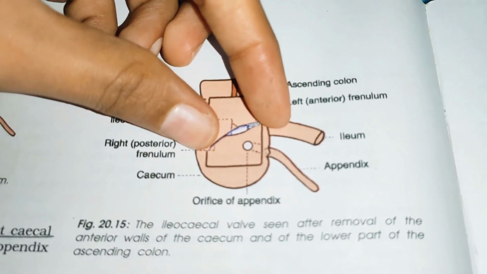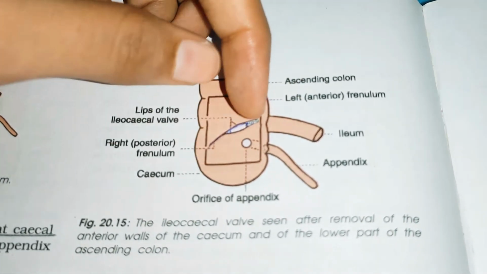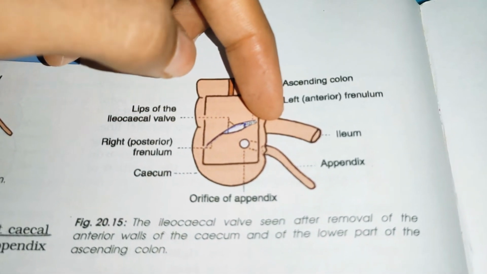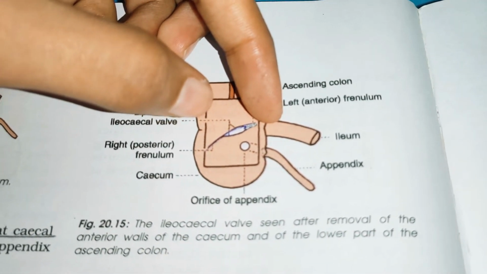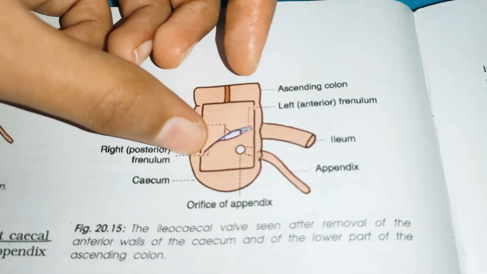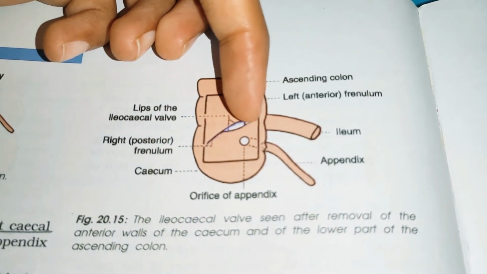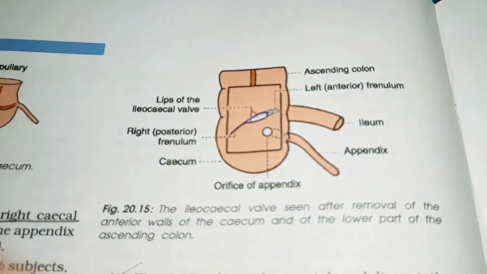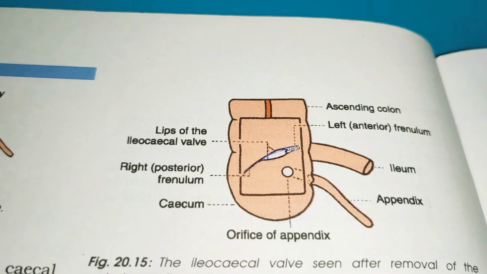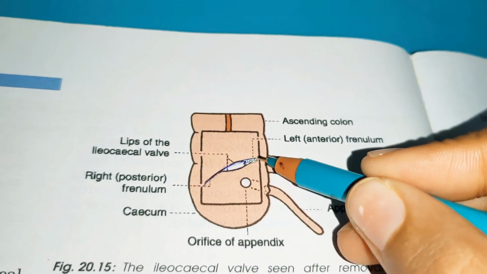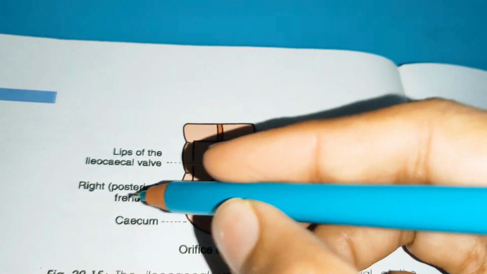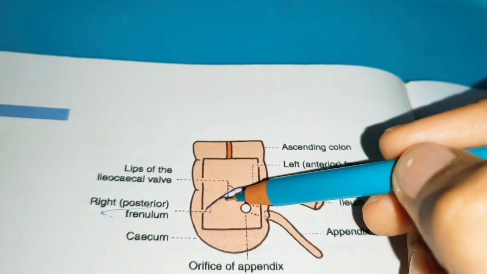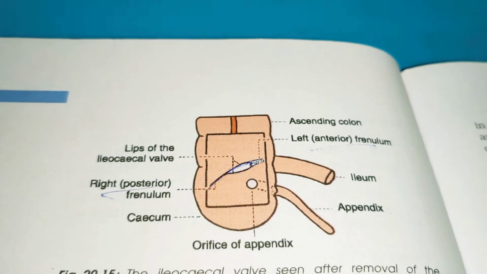The two frenula are formed by fusion of the lips at the ends of the aperture, and these are the left or anterior and the right or posterior frenula. The left end of the aperture is rounded, as you can see here, and the right end is narrow and pointed. So left anterior frenulum, right posterior frenulum. In the middle you have two lips, one the anterior horizontal lip, the other the posterior rounded lip. So this is about the ileocecal valve.